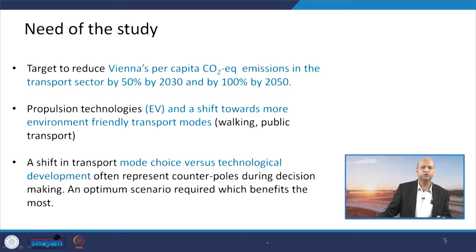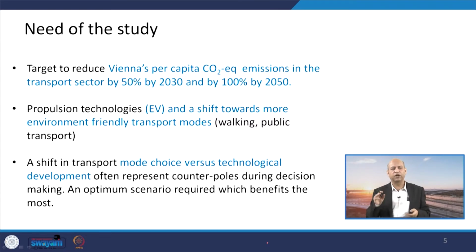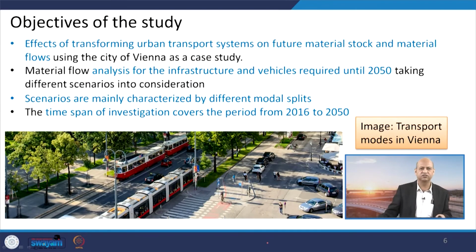Okay. So, the shift of the transportation mode choices, technological developments as well as different kinds of decision making tools, in that sense all these things are to be considered when we want to optimize the scenario, because sometimes you are reducing the material flow or utilization, but the energy content is increasing, then that is also not good. So, a balanced kind of condition is needed.